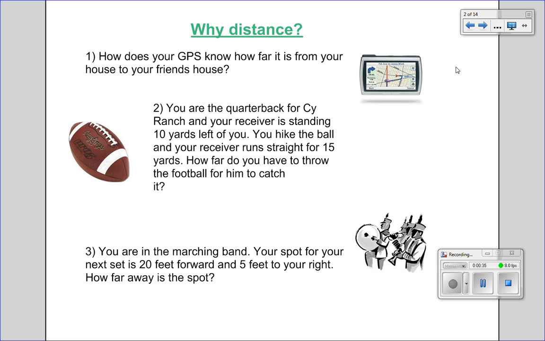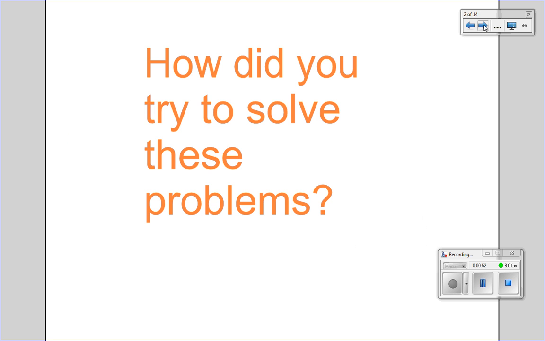And another question to consider that you should be able to answer by the end of this video is, you're in the marching band. Your spot for your next set is 20 feet forward and 5 feet to your right. How far away is the spot? Using distance, we can calculate all of these distances. Of course, that's the distance formula that we're going to use.